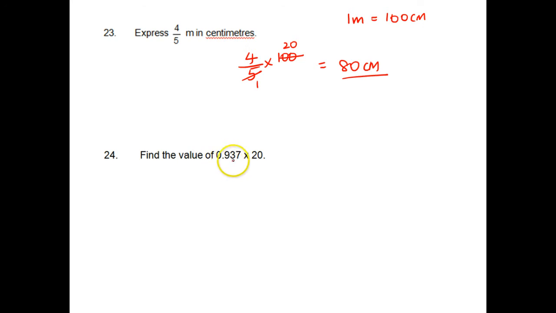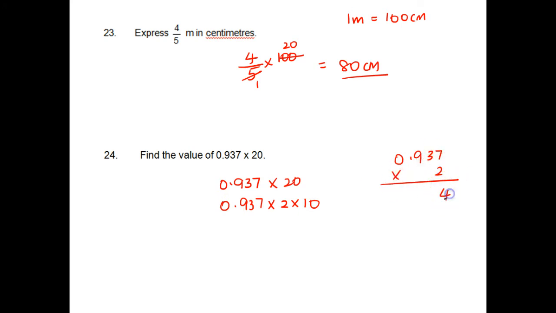Find the value of 0.937 times 20. 0.937 times 20 is 0.937 times 2 times 10. So I times 2 first. 0.937 times 2. 7 times 2, 14. 3 times 2, 6 plus 1, 7. 9 times 2 is 18. So it's 1.874 times 10. You move 1 decimal place. Answer is 18.74.